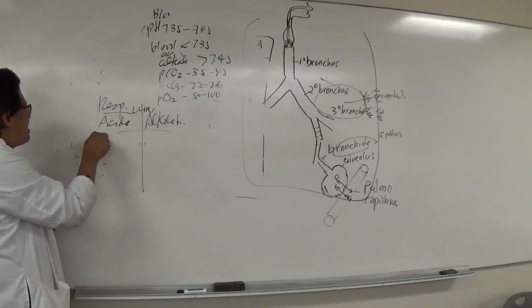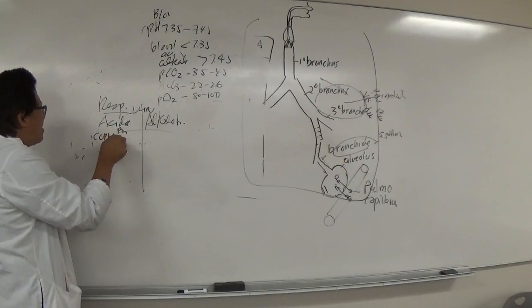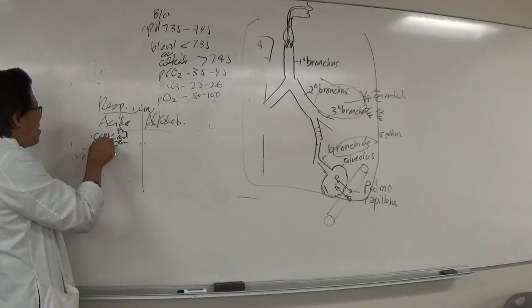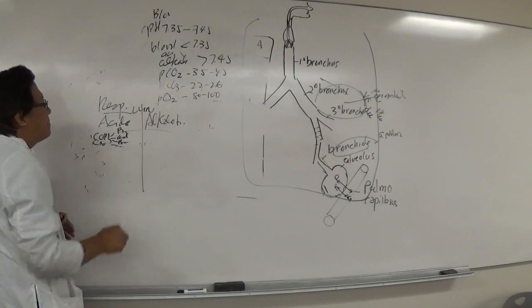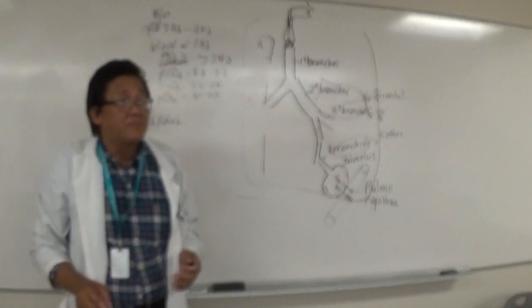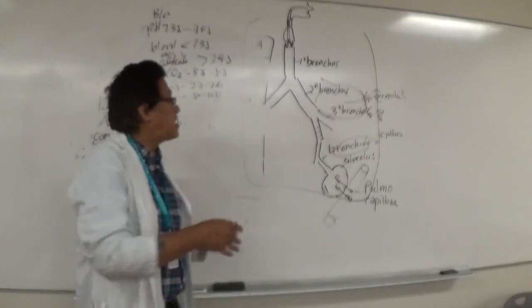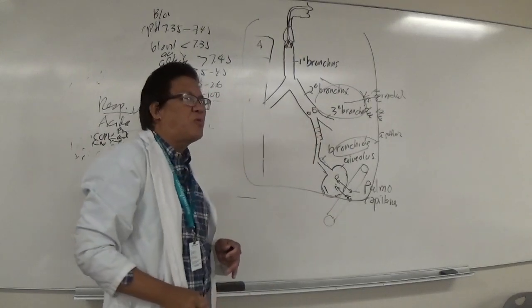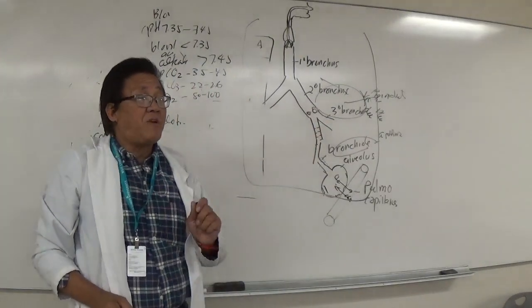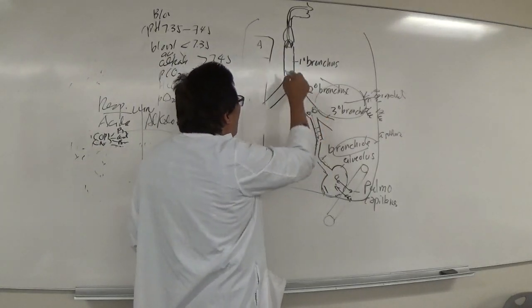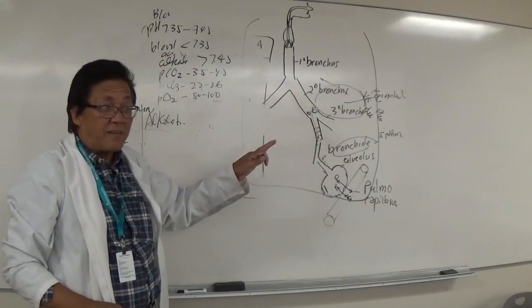When you have COPD, pneumonia, asthma, bronchitis, and CRLD, a combination of lung conditions, will that affect the acid-base status of your patient? Yes. Pneumonia, you have a lot of secretions. Bronchitis, you have a lot of secretions. What will that do to the airway? It blocks the airway. Therefore, if you have a lot of mucus, will the mucus be able to go out? No. It blocks the airway, okay?